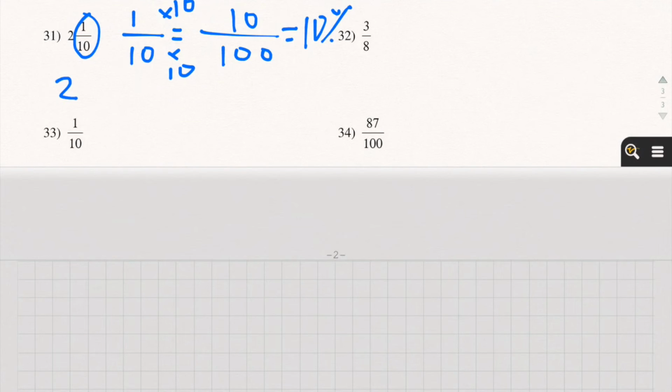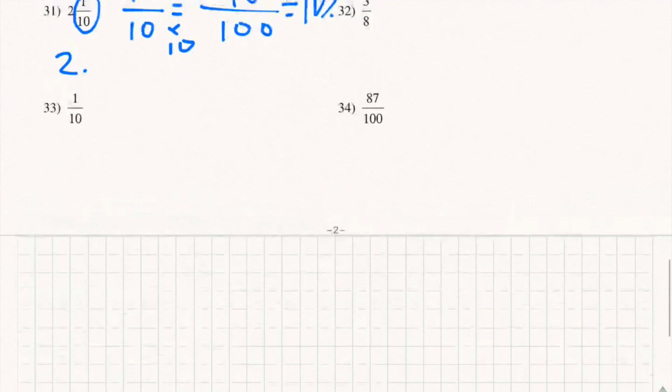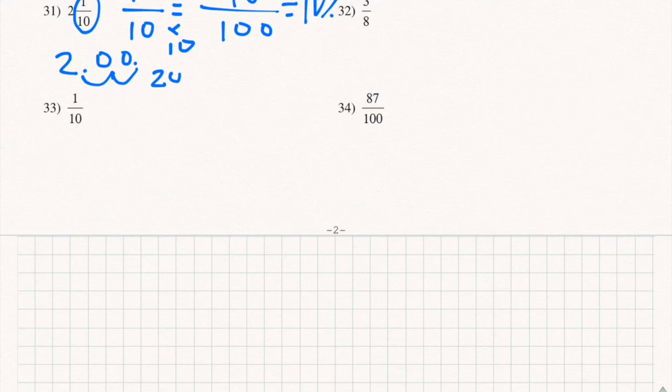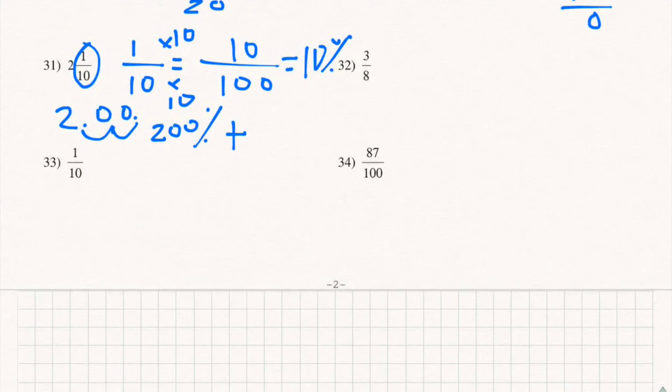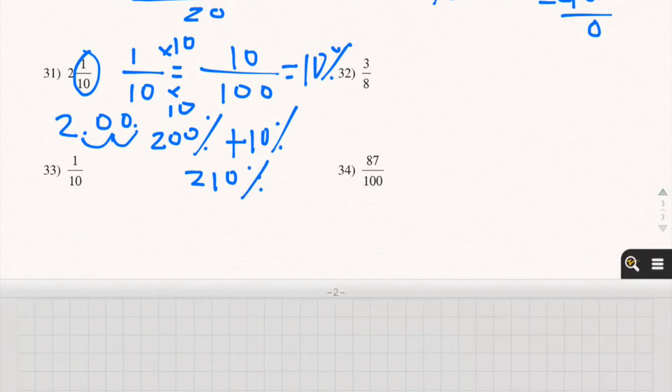Now the 2, because it's written like this with the decimal at the right, we've got to convert that to a percent also. So we have to move this decimal over 1, 2. So we end up getting 200%. Add that to the 10% we had up here, and we end up getting 210%. Okay. That's one method.